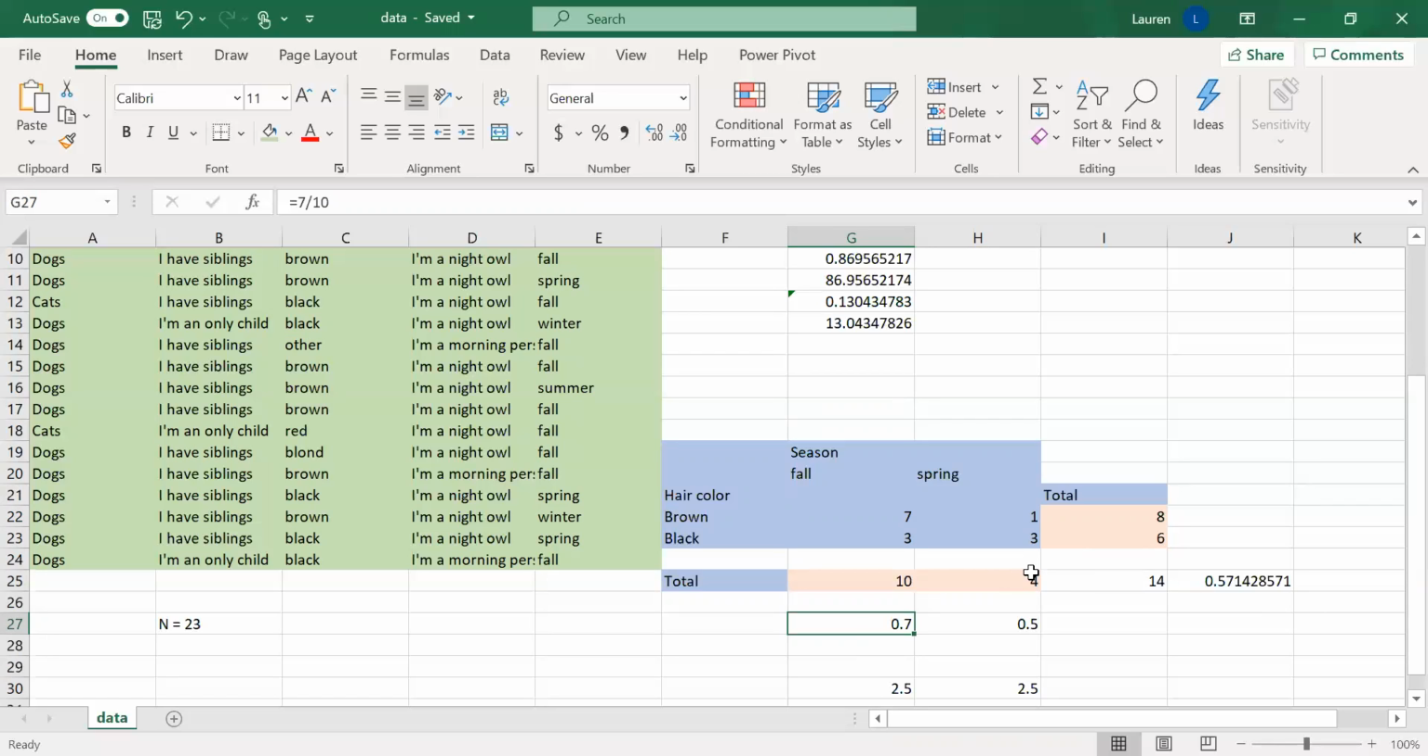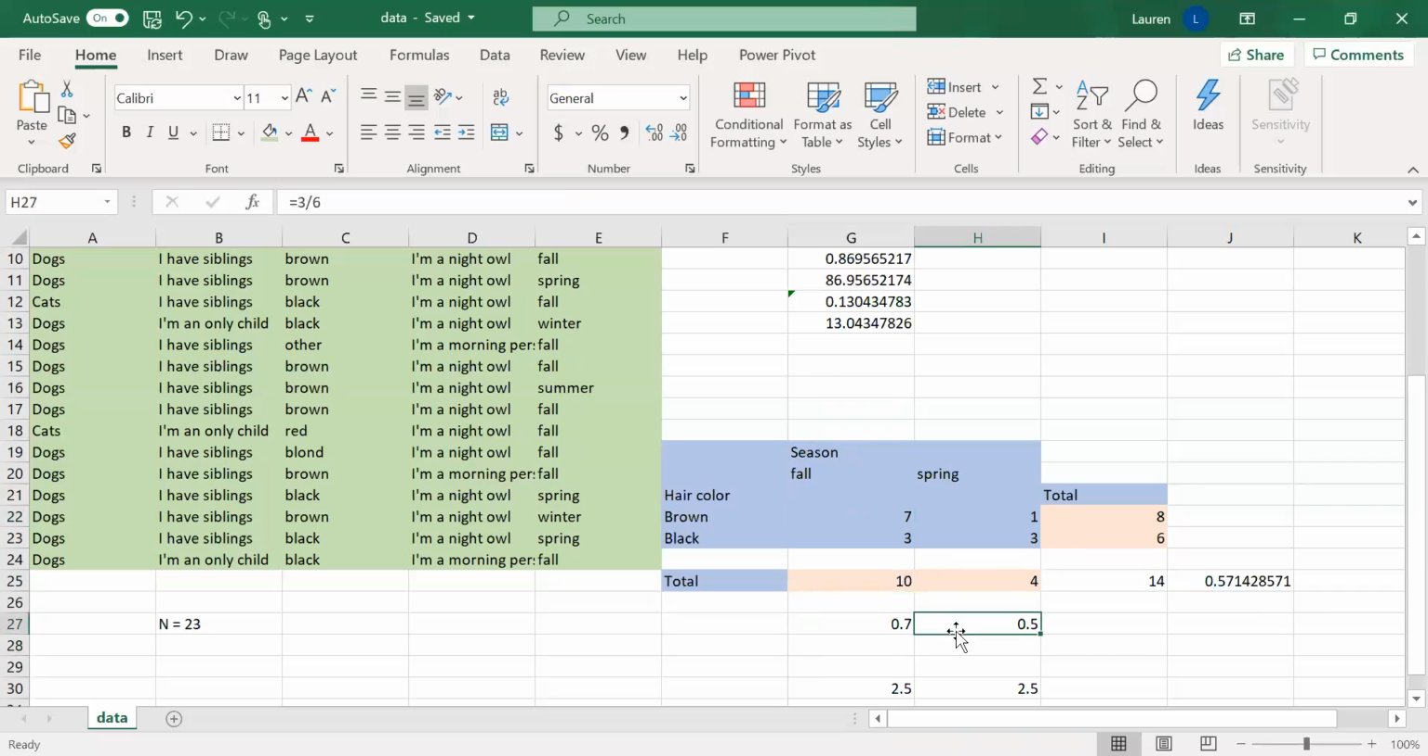So for instance, we looked here to say, okay, what percentage or what proportion of people who like fall had brown hair? Here we're interested in just the people who like fall. So our total of 10 people, just people who like fall. What proportion of these people had brown hair? Well, that was 7 out of 10. So a proportion of 0.7 or 70% of people who liked fall had brown hair.